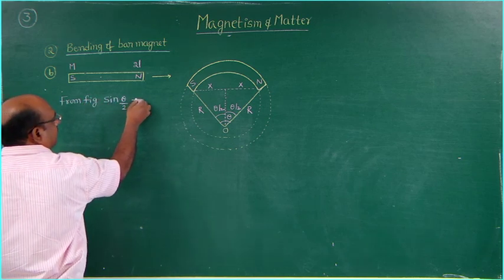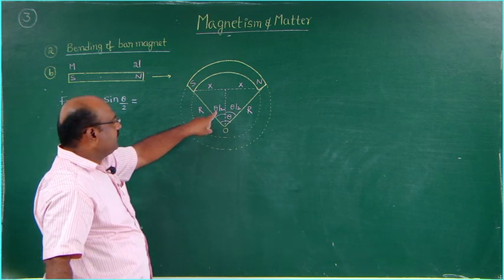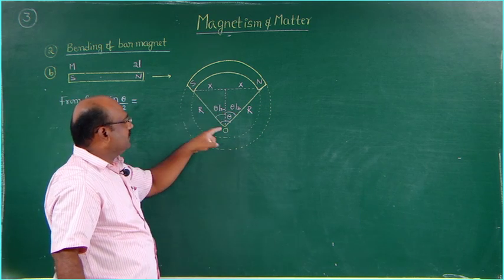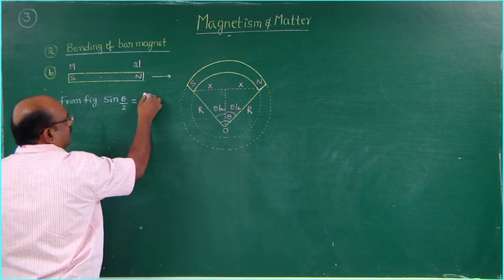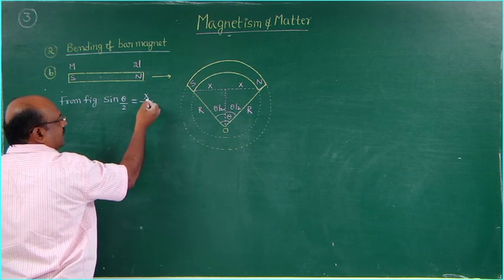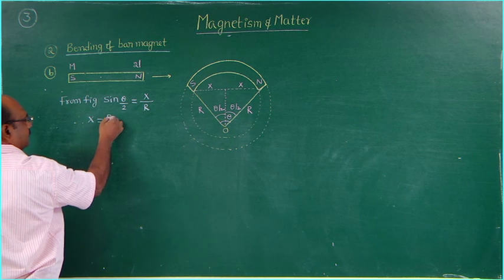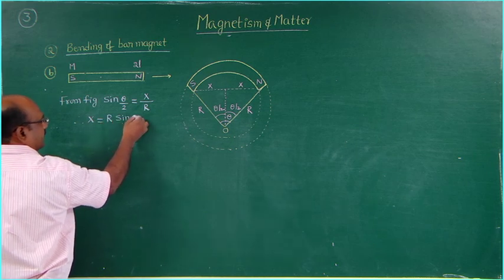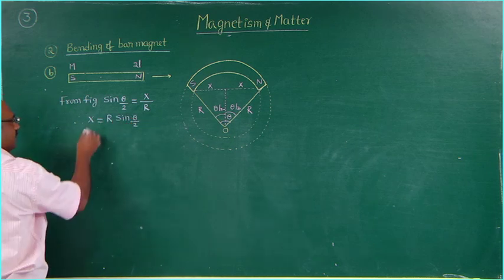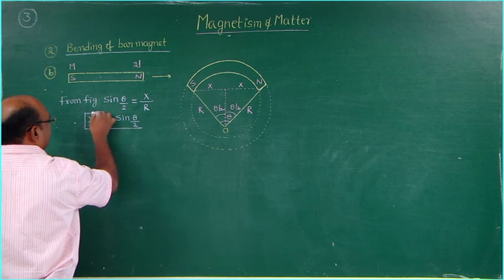Take sin theta by 2 from this triangle: sin theta by 2 is equal to opposite over hypotenuse, that is x by r. Therefore x is equal to r sin theta by 2. Keep in mind, x is equal to r sin theta by 2.